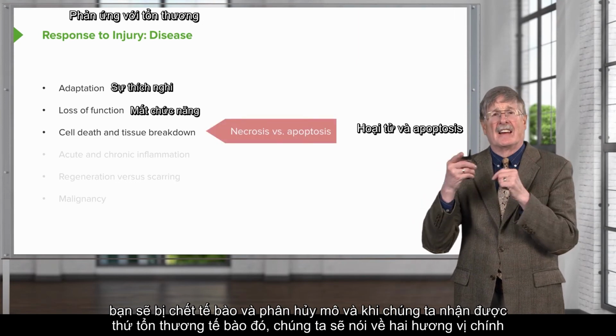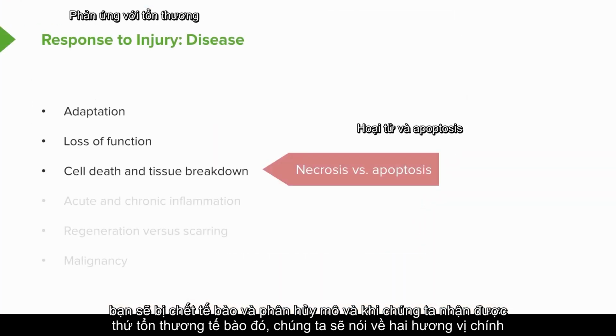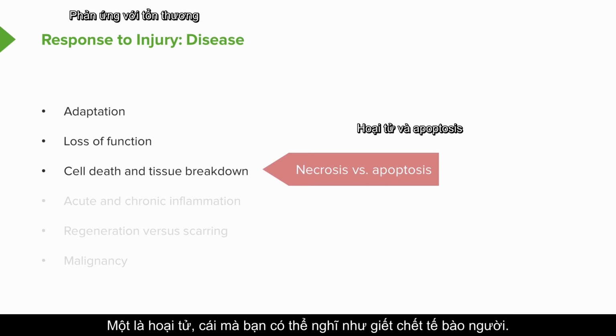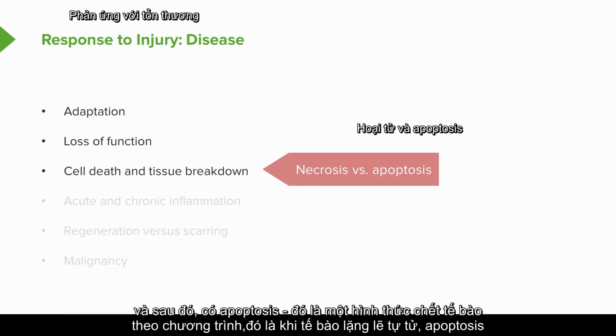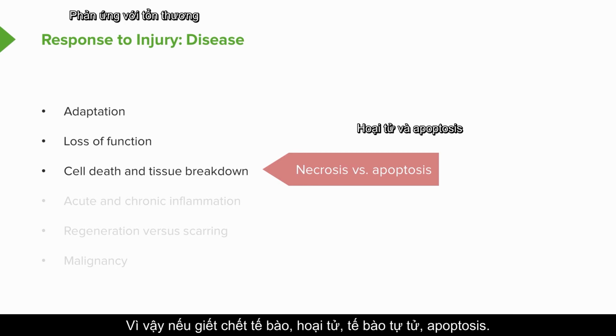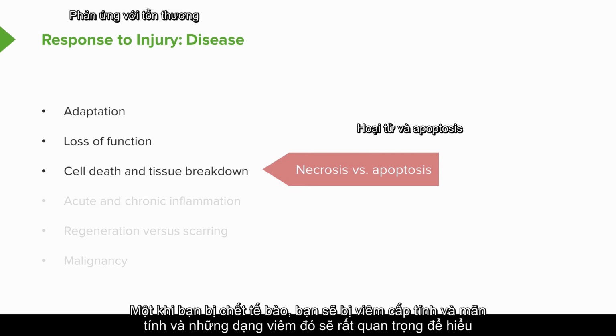And when we get to that cell injury thing, we will be talking about two major flavors. One is necrosis, which you can think of as cellular homicide. Something happened to a cell and killed it. And then there's apoptosis, which is a form of programmed cell death, whereby the cell quietly commits suicide, apoptosis. So you have cellular homicide, necrosis, cellular suicide, apoptosis.